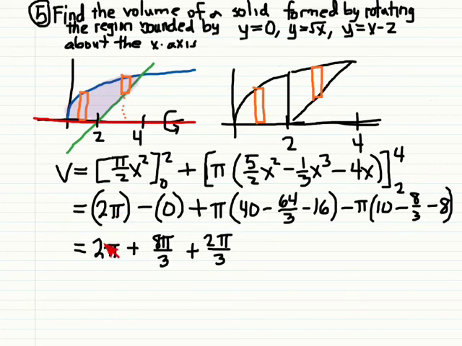And so I get 2 pi. These terms simplify to 8 pi over 3. These terms, when I subtract them, becomes adding another 2 pi over 3. And so I get a total of 10 plus 6. Is that right? 16 pi over 3. And that's the same answer we got before. And so that is the volume of our solid.